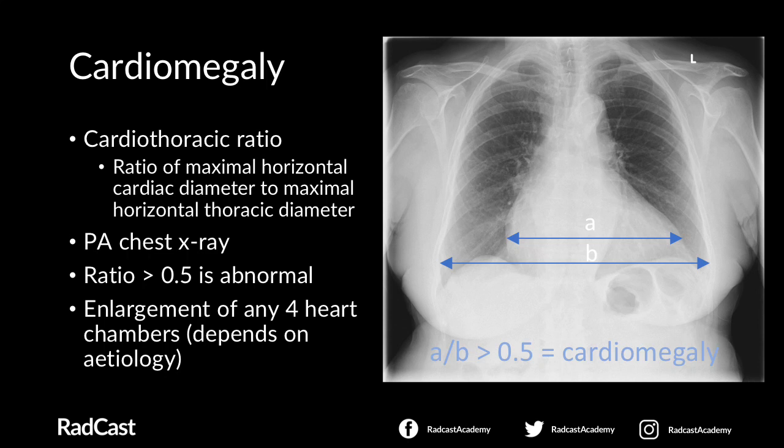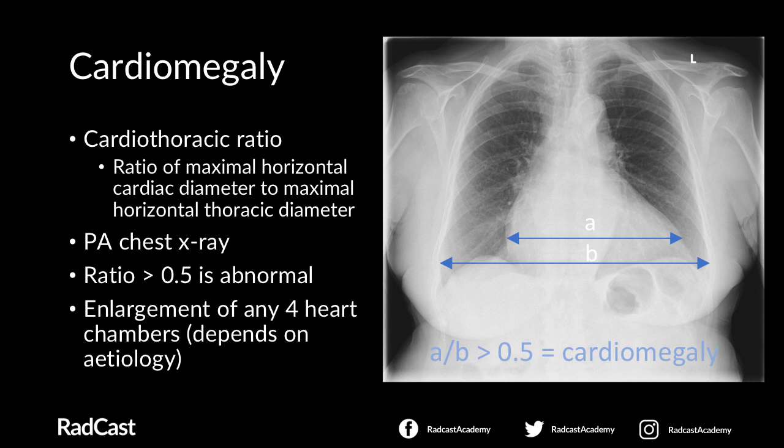We use what's called the cardiothoracic ratio to evaluate cardiomegaly, which is the ratio of the maximal horizontal cardiac diameter to the maximal horizontal thoracic diameter. The measurements are performed like so on this chest x-ray, which I've labelled A and B.